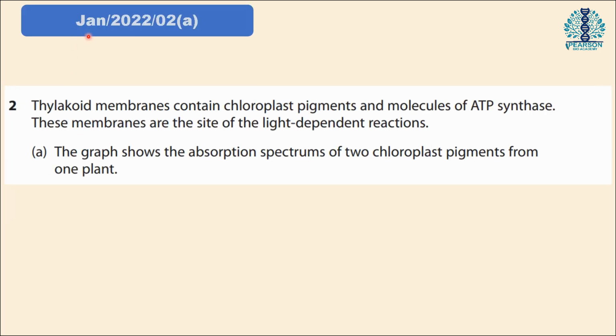The next question is from the January 2022 paper. Here is the statement. It reads, thylakoid membranes contain chloroplast pigments and molecules of ATP synthase. We know that. These membranes are the site of the light-dependent reactions. The graph shows the absorption spectra of 2 chloroplast pigments from one plant.